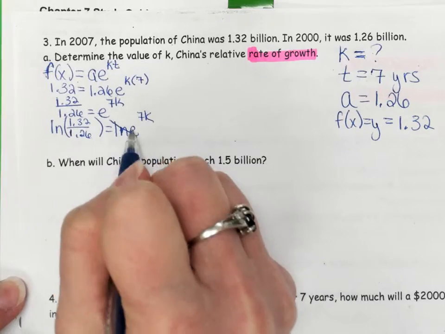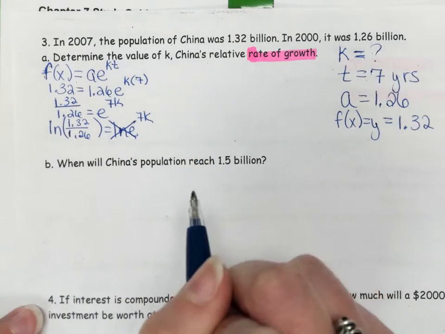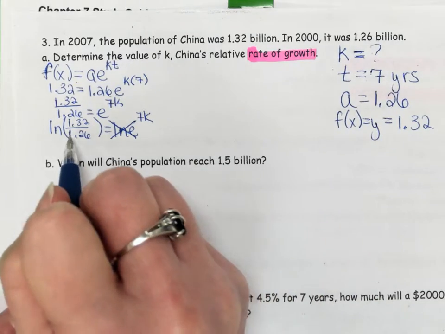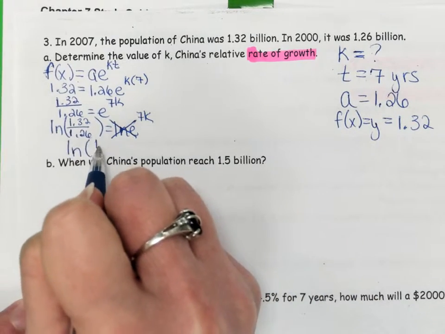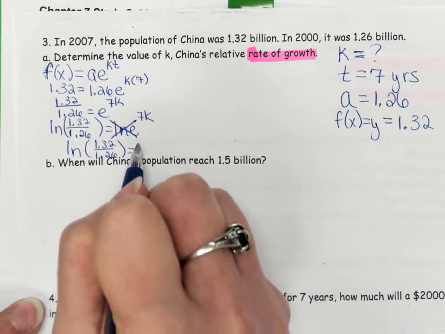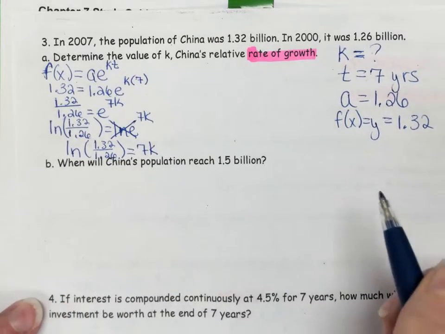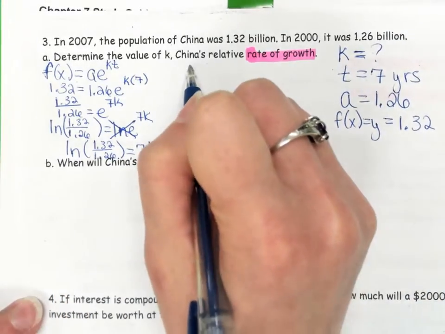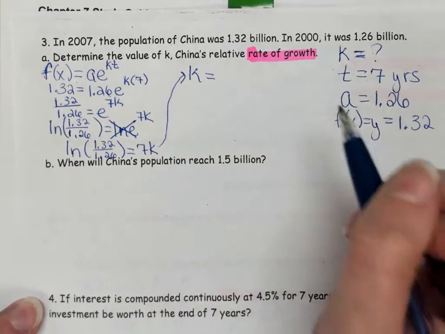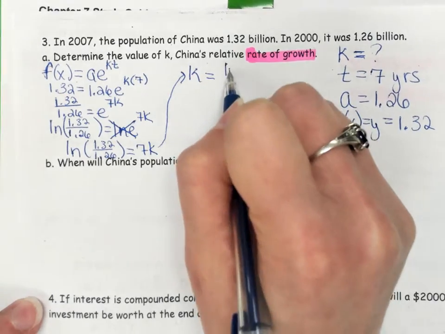And that natural log and that natural base e will cancel out. So you have the natural log of 1.32 divided by 1.26 is equal to 7k. And then one last step. How do I get rid of that 7 with the k? You divide.